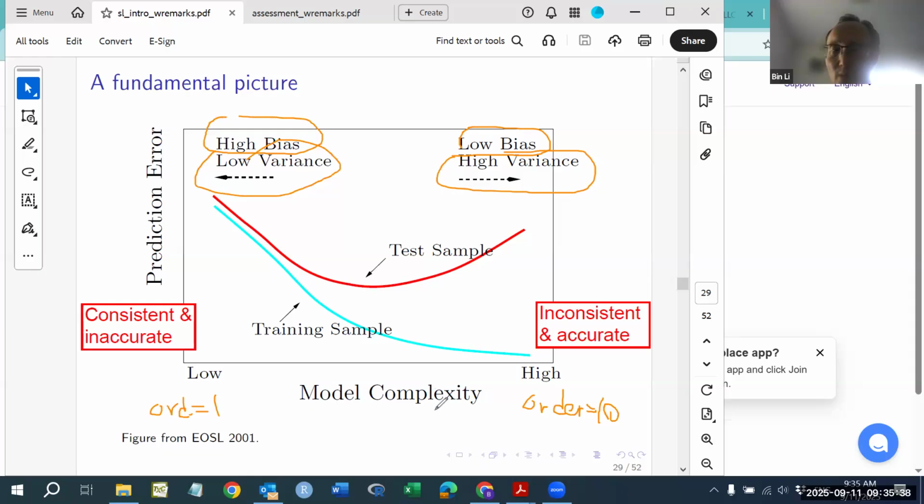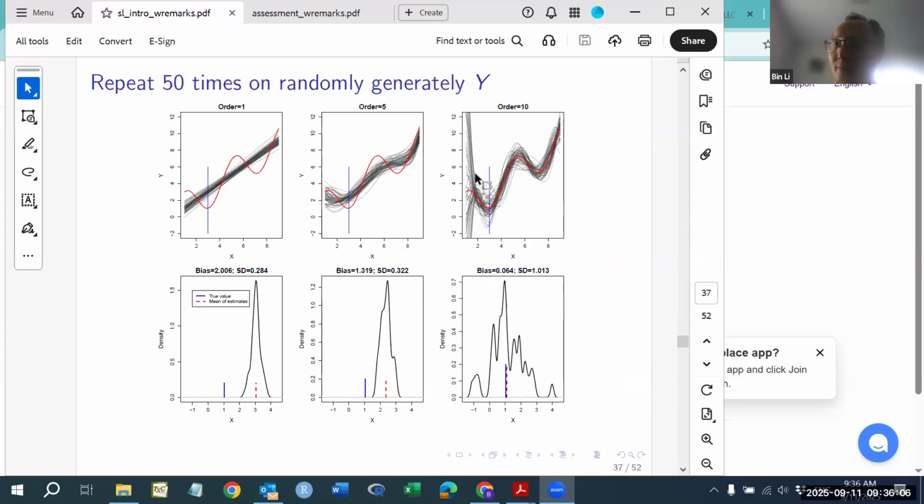So what is the best model? The best model should look at this test error curve. We should find somewhere at the bottom of the test curve, somewhere between a model that's not too simple and not too complicated. And that is how we select the best model. The underlying mechanism is the bias variance trade-off.